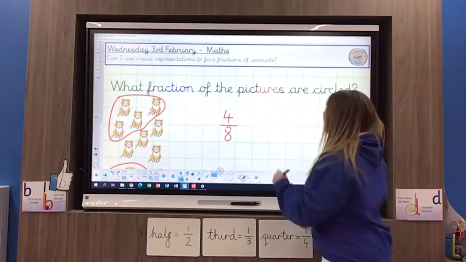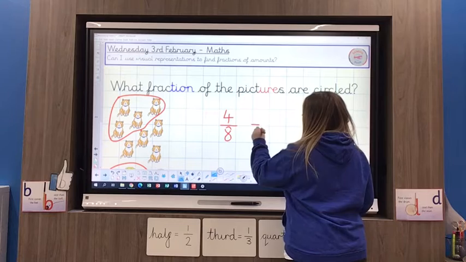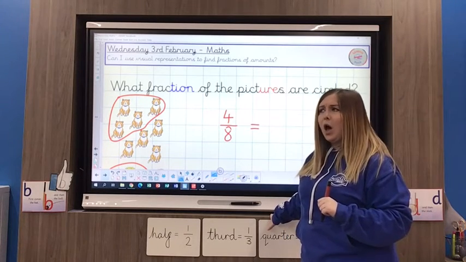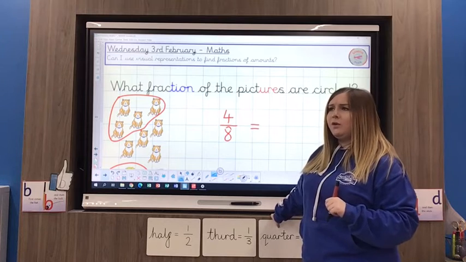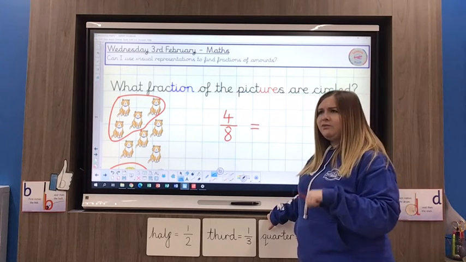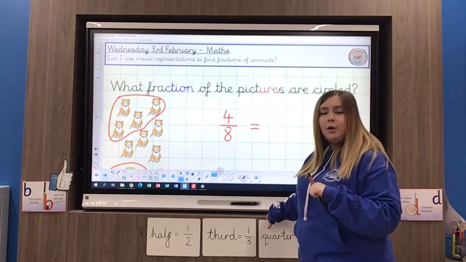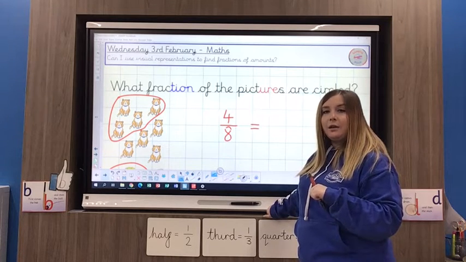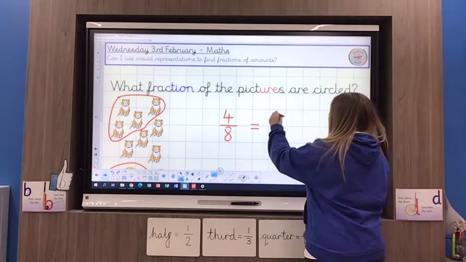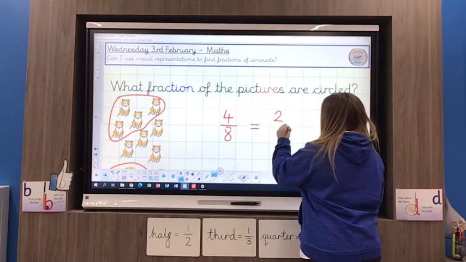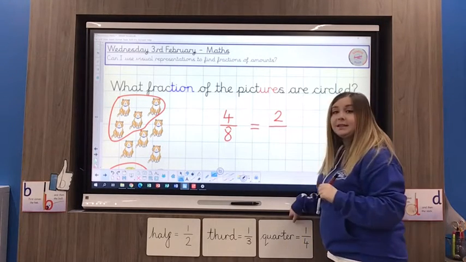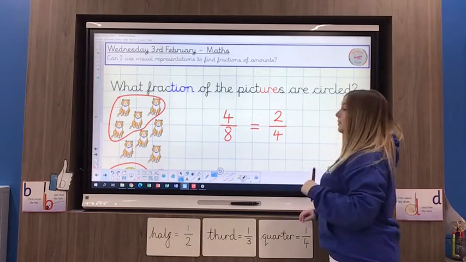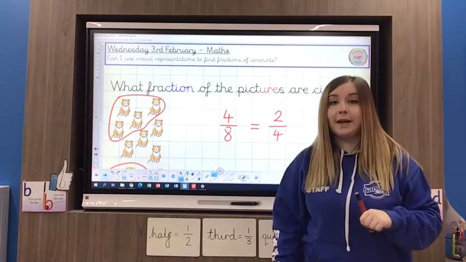So what is half of 4? What is half of 4? We did a halving race yesterday. We did some halving on Friday. So half of 4 is 2. And then what's half of 8? That's 4. Now are these numbers still in my 2 times table?